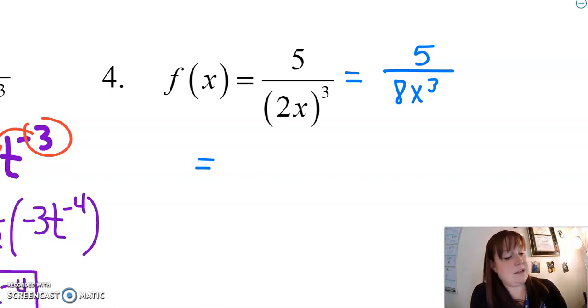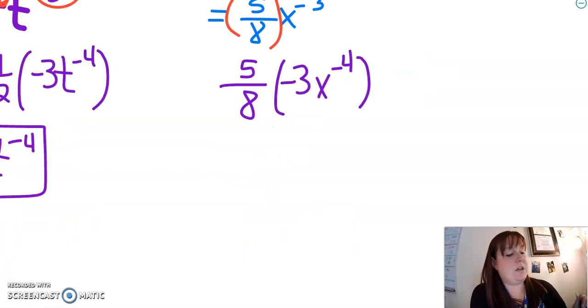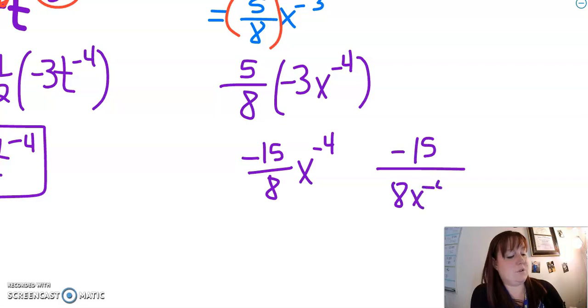Now this is the same as 5/8 times x to the negative 3. So now I can take the derivative because I've gotten it out of the denominator. So the scalar multiple rule tells me I can keep that here while I take the derivative of x to the negative 3. So I have 5/8, and the derivative of x to the negative 3 is negative 3x. Now negative 3 minus 1 is negative 4. So now I can multiply that together, so I get negative 15 over 8 x to the negative 4th. I could rewrite this as negative 15 over 8x to the 4th if I wanted to.